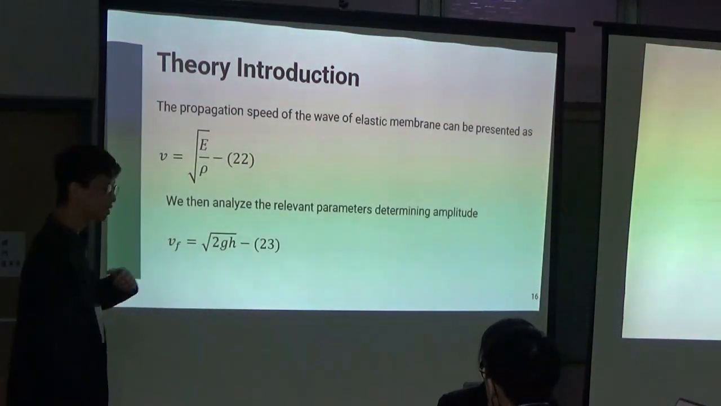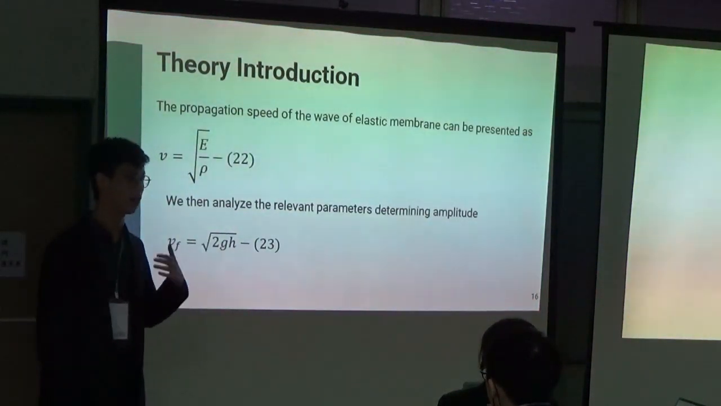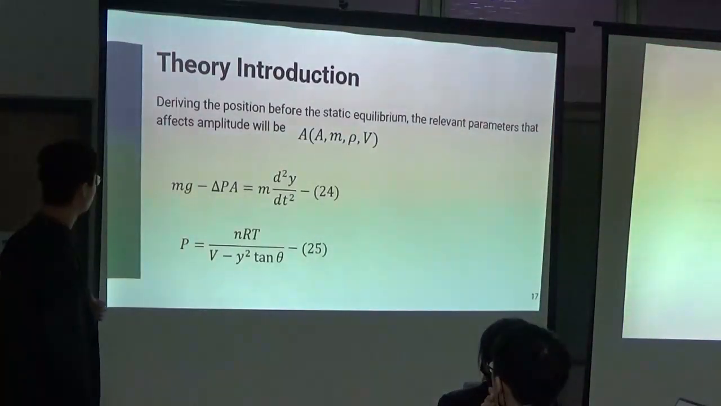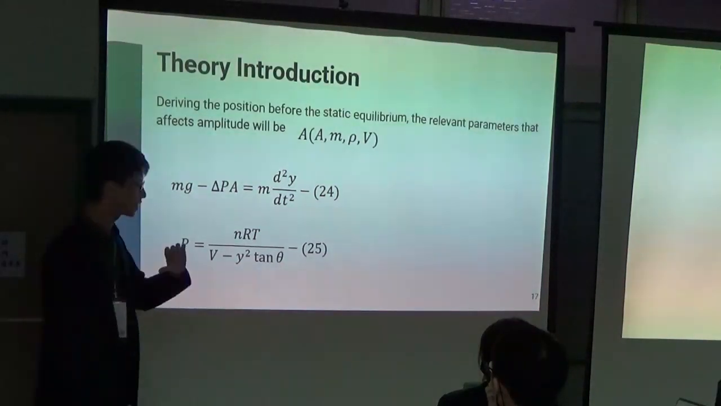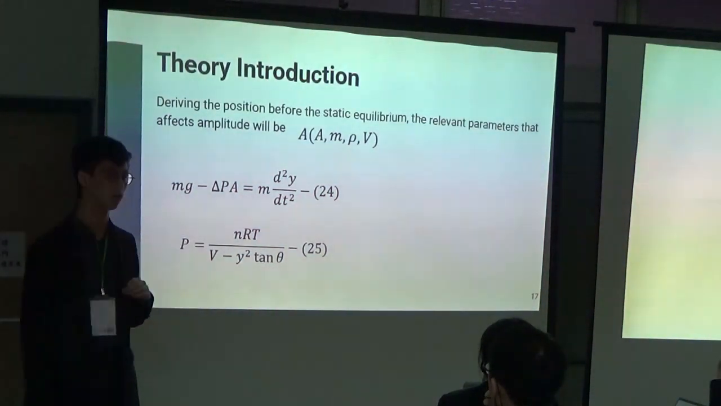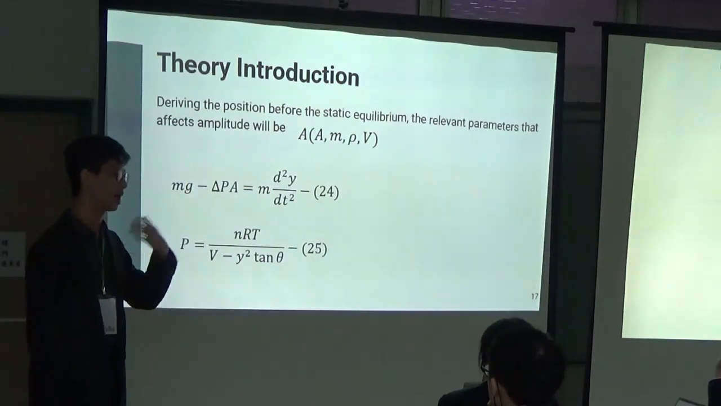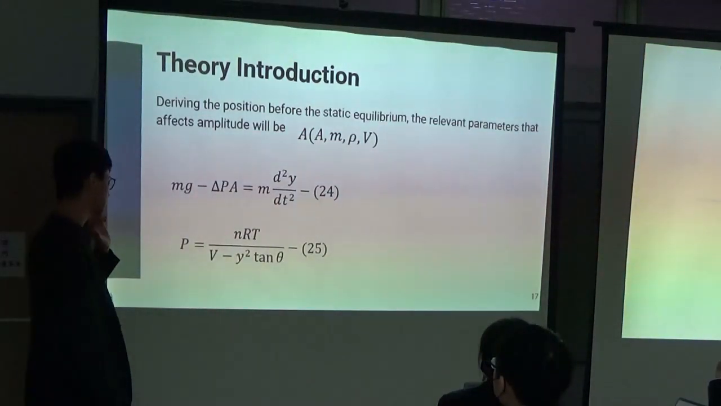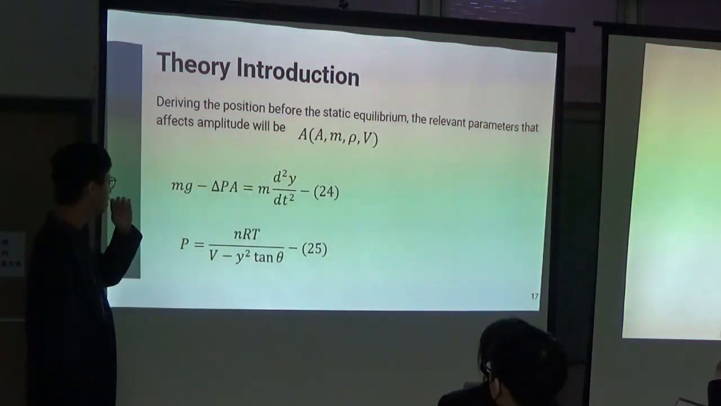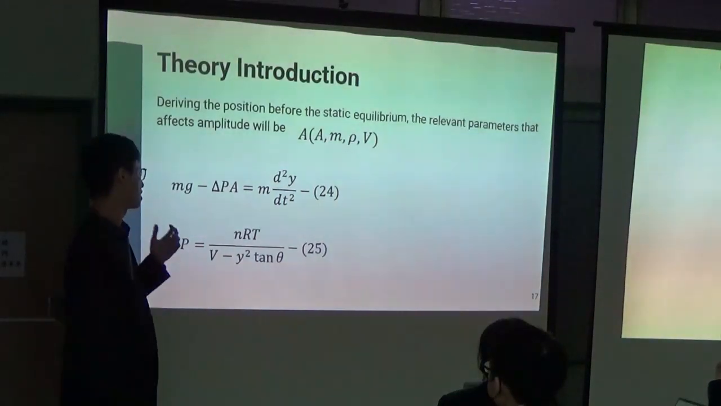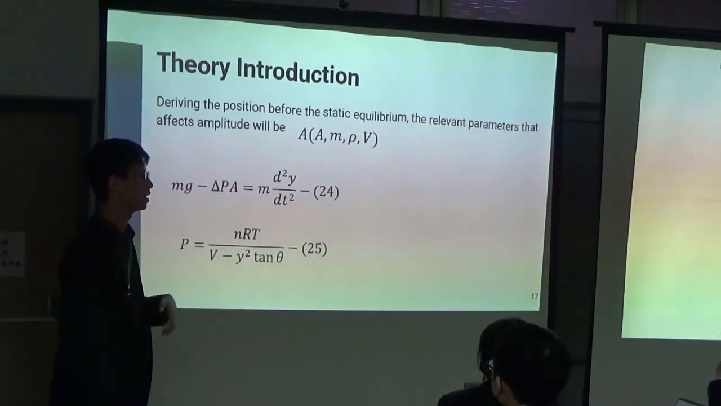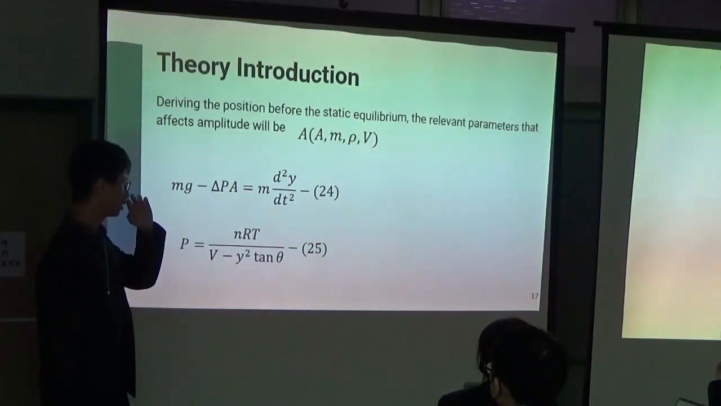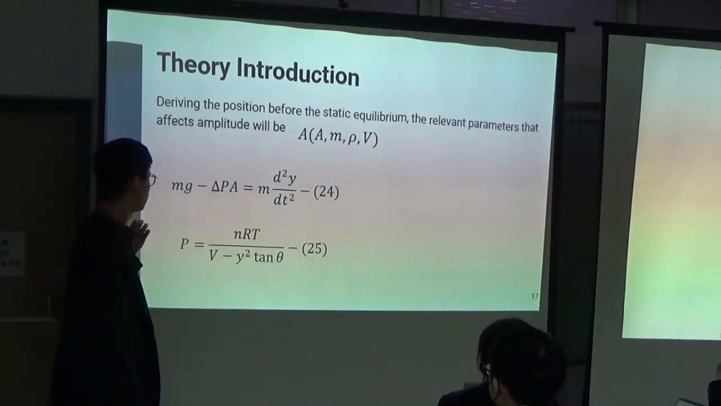Next, I would like to analyze some parameters that can affect the amplitude of the wave. Deriving the position before the static equilibrium between the ball and the cushion, we can generally analyze the factors that affect this amplitude. As you can see, with a simple calculation or simulation we used, this amplitude should be related to the contact area, the mass of the bowling ball, the density of the pressure, and also the volume of the pressure.